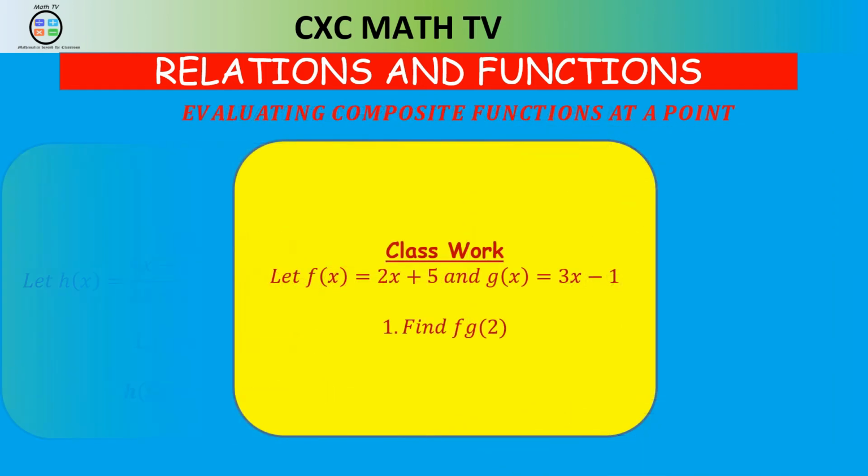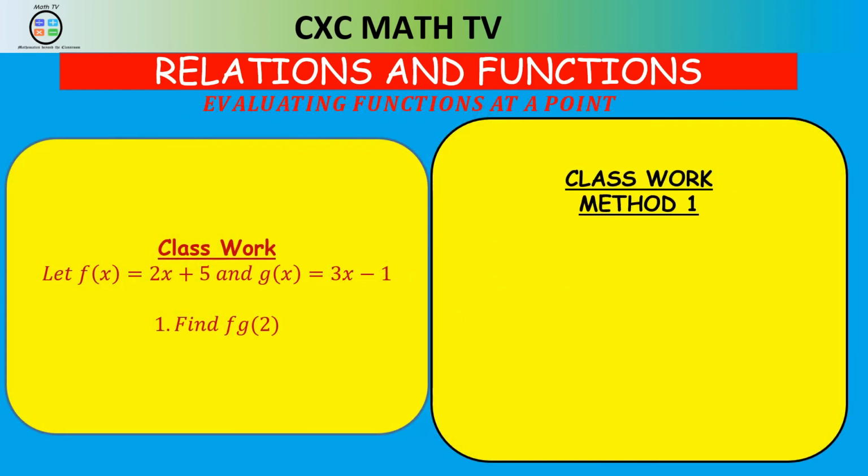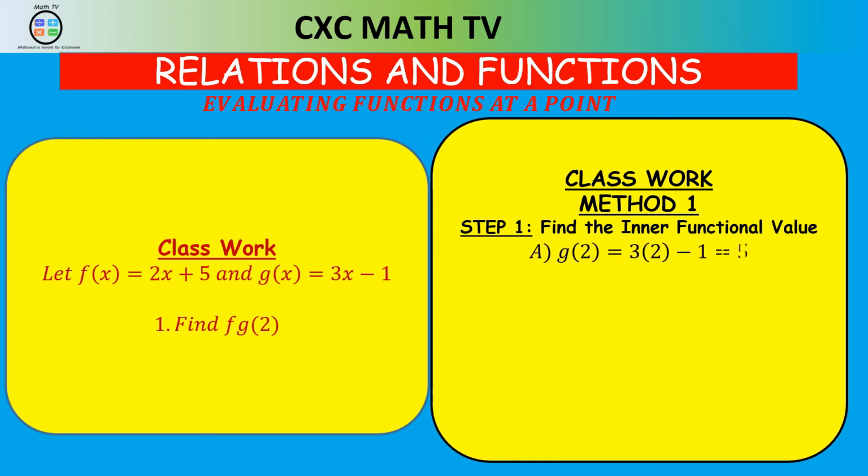Alright. Now, we already looked at composite functions. So here's another question for you to try. Find fg of 2. Yes, find fg of 2. Alright, so to find fg of 2, there are two ways you can do it. First way is to put the x value in the inner function. So we substitute 2 into g. So g of 2 would be 3 times 2 minus 1, which is 5.